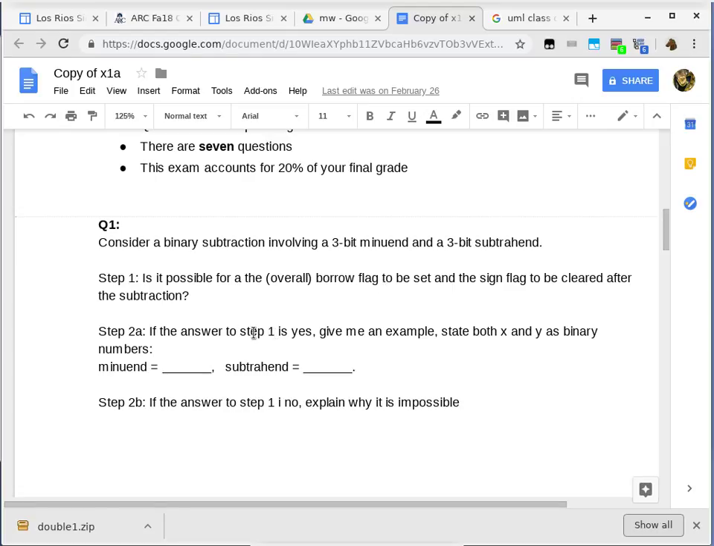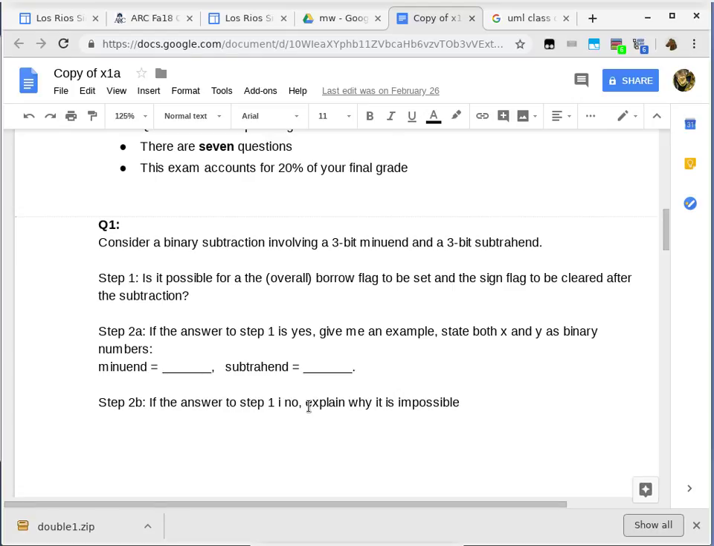If the answer to step 1 is yes, give me an example. State both x and y as binary numbers. And step 2b is saying if the answer to step 1 is no, explain why it is not possible. So here is the detail, which probably is where most of the points are going to. If you answered yes in step 1, then you have to go for step 2a. If you answer no in step 1, then you have to go for step 2b.